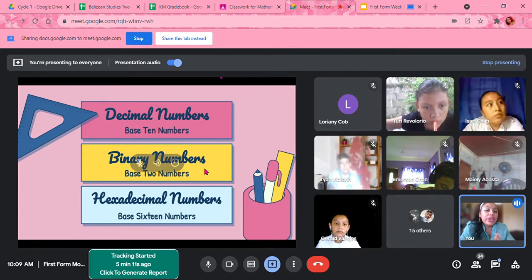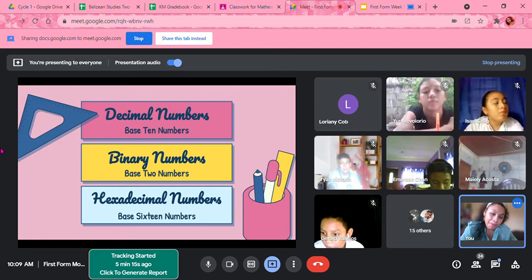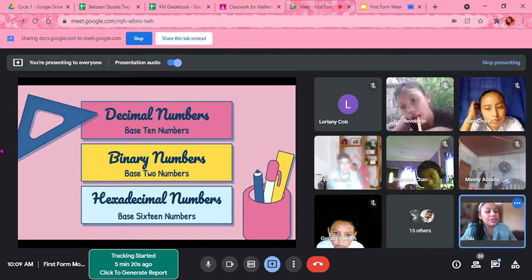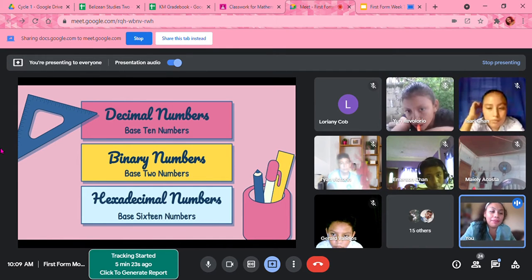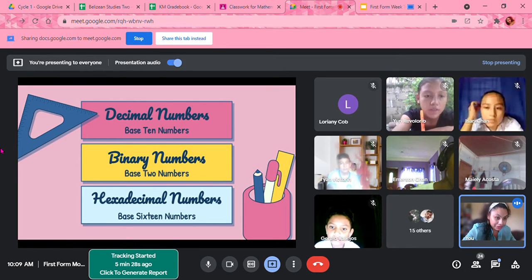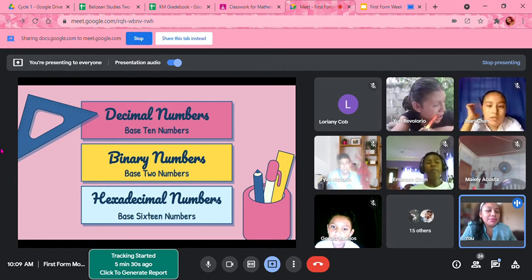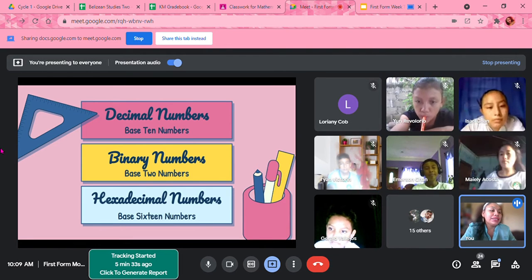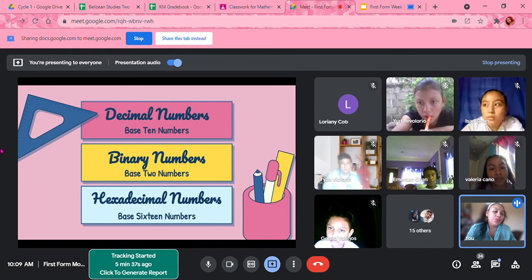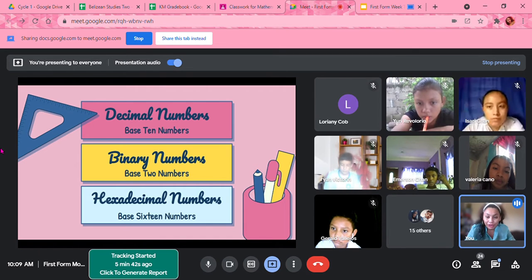So now we are going to talk about 3 different types of number bases. We're going to talk about the decimal numbers, we're going to talk about binary numbers, and we're going to talk about hexadecimal numbers. So now decimal numbers are what we call base 10 numbers, and those are the numbers that we use. The regular numbers that we use are base 10.